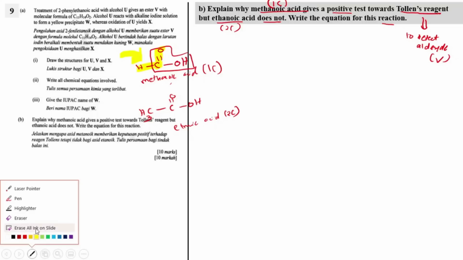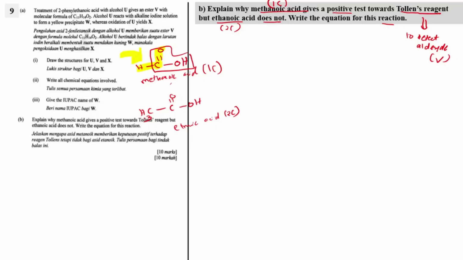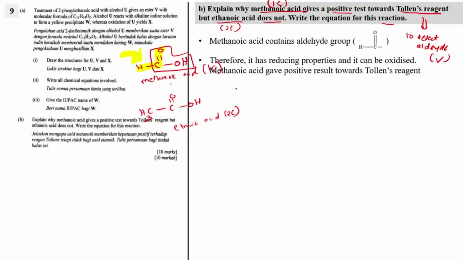This aldehyde group can give a positive result towards Tollens' reagent. So that is the specialty of the methanoic acid. Meanwhile, the ethanoic acid cannot do that. You can give the reasoning by saying that methanoic acid contains the aldehyde group as I highlighted here, and therefore it has reducing properties and it can be oxidized using Tollens' reagent. So it's going to give the positive result.